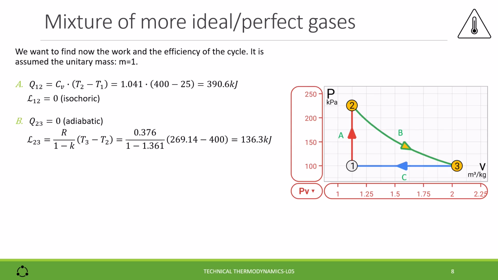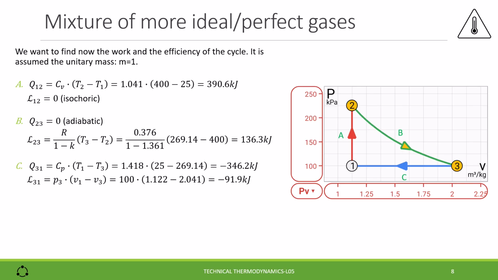Transformation B, Q23 is 0 because adiabatic. Thermodynamic work 23 is R divided by 1 minus K times T3 minus T2, we find 136.3 kJ. Transformation C, Q31 is Cp times T1 minus T3, negative 346.2 kJ. Thermodynamic work 31 is P3 times V1 minus V3, we find negative 91.9 kJ.